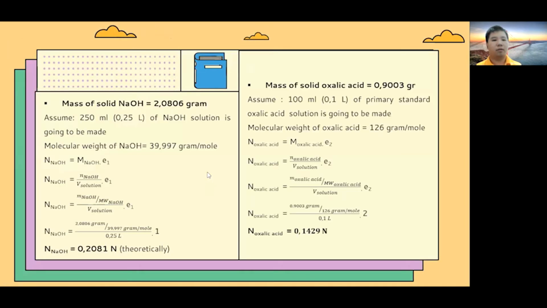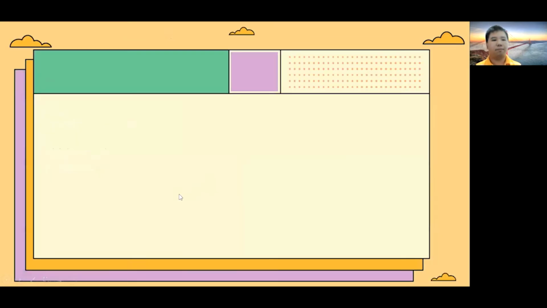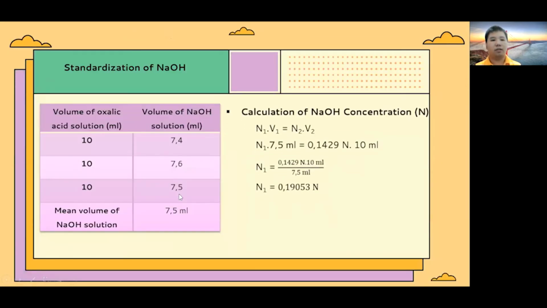The theoretical sodium hydroxide normality and oxalic acid solution normality as primary standard can be calculated by dividing the number of moles by volume and multiplied by valence, and the result is shown here. This is the standardization of sodium hydroxide calculation, and the normality can be calculated using the N1V1 equal to N2V2 formula, and the result is shown here.